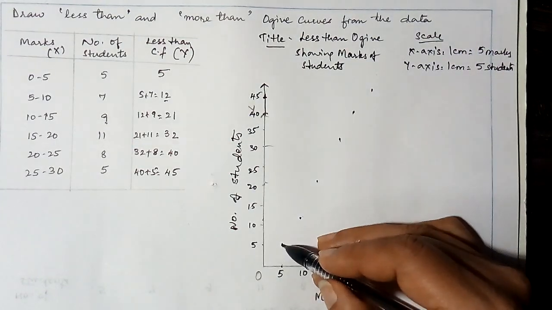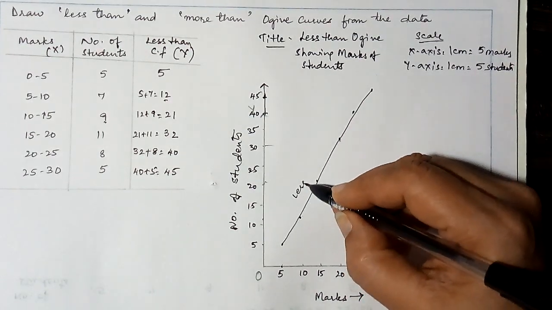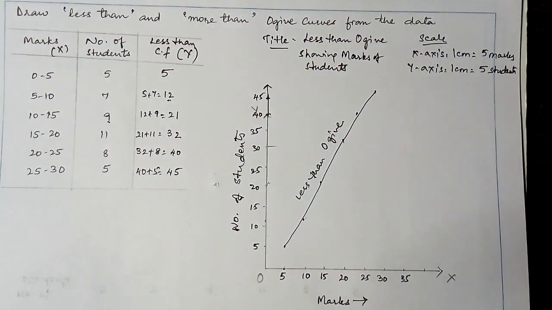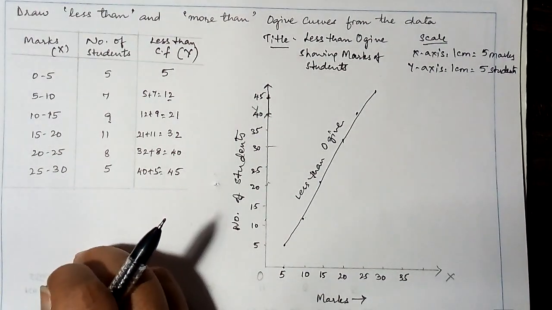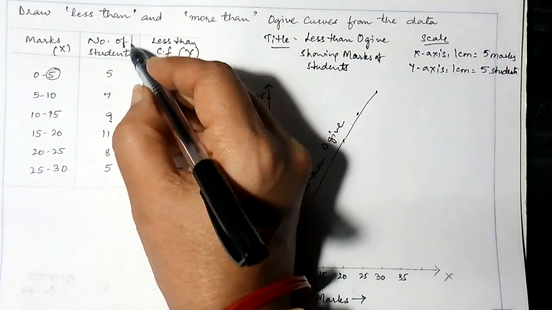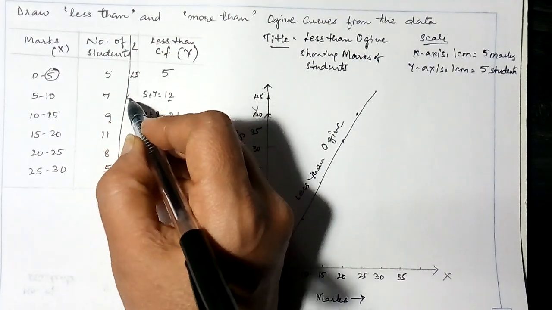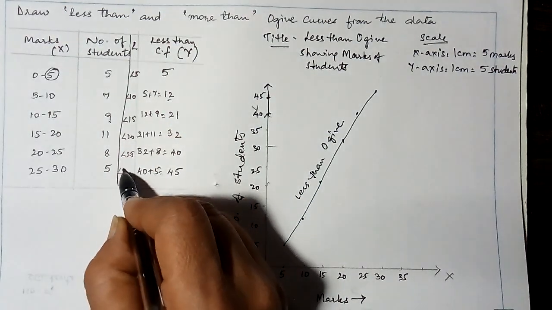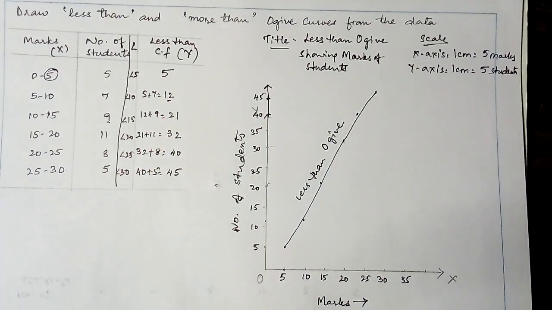So we will join all these points and we will call it less than ogive. So that's how we plot the less than ogive. In fact, if you have confusion of how to remember this, that this is less than, we always choose the upper limit, and you can have one more column over here that would say less than. So you can write less than 5, less than 10, less than 15, less than 20, less than 25, and less than 30 for easy reference.